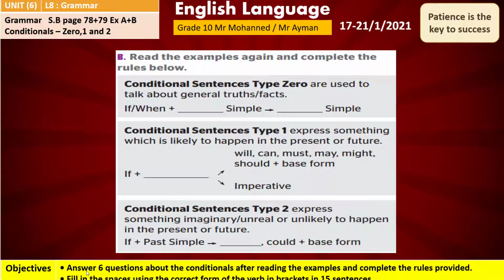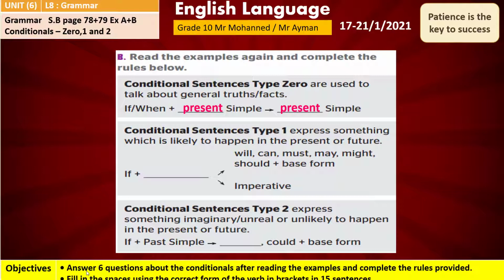Now we are going to complete these rules. Read the examples again and complete the rules below. Conditional sentences type 0 are used to talk about general truth or facts. It begins with if or when plus the present simple and the main clause also present simple.